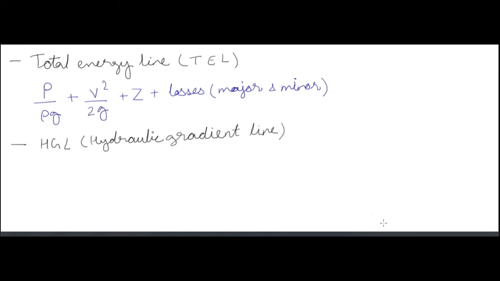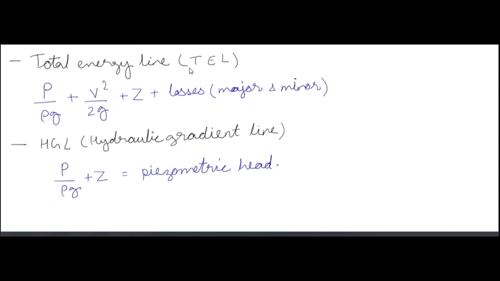So total energy line is the line made by pressure head plus kinetic head plus datum head plus losses. At any point you calculate these heads, make a point, keep adding and keep drawing a line joining these points. The resultant line you will get is the total energy line.